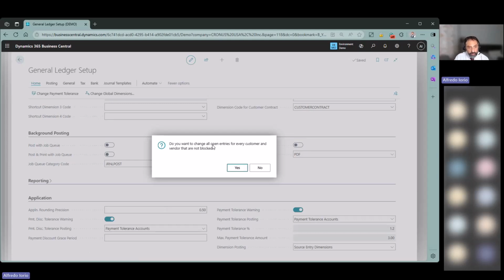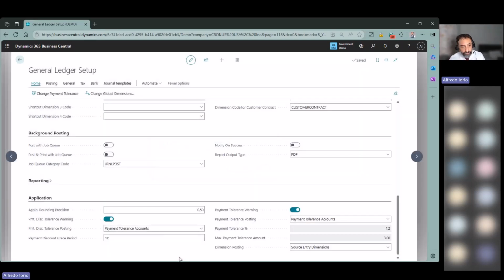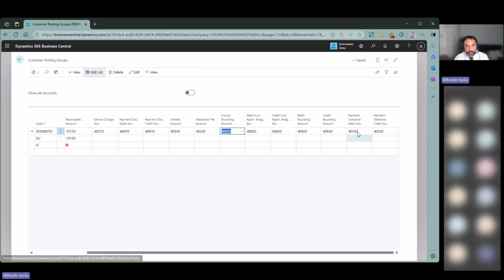If I change it, the system tells me, do you want to change it on all open entries? Open entries means invoices which are not yet fully paid. So Business Central will store the information about the grace period for payment discounts, right? And so 1 day after the payment discount was supposed to be given, the client can still pay. The payment will go to that specific account. We have the payment tolerance, which is again set up at global level. And so the payment tolerance, if I go back here, right now we have the two. Right, so the same applies to customers.